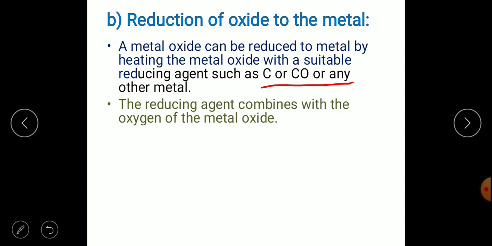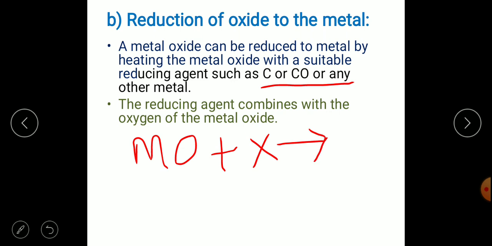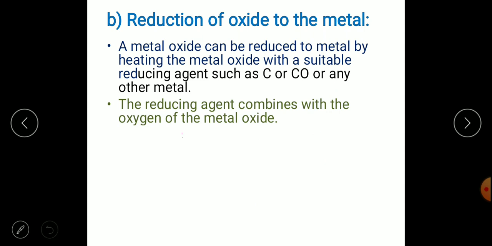So the reducing agent combines with the oxygen of the metal oxide. For example, this is a metal oxide. When it is treated with a reducing agent, the reducing agent reduces the metal oxide into metal, whereas it itself is converted into an oxide. It is converting in this way, right? This is the reducing agent combined with the oxygen of the metal oxide.